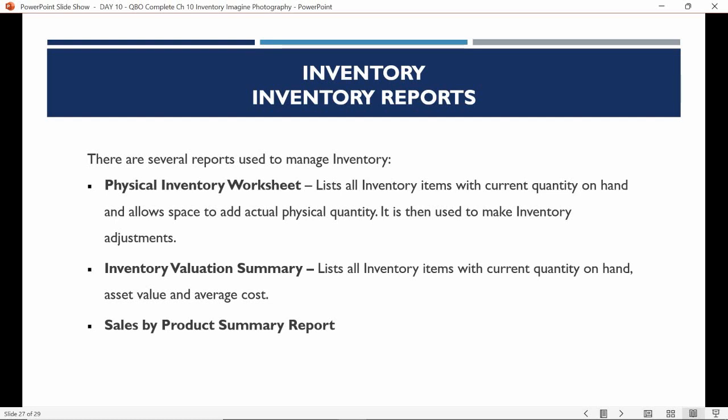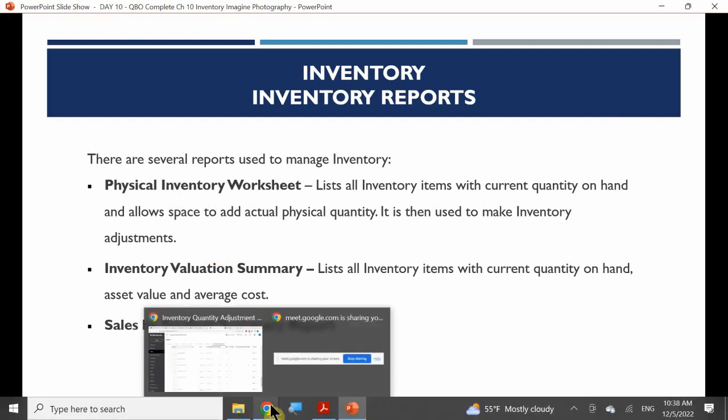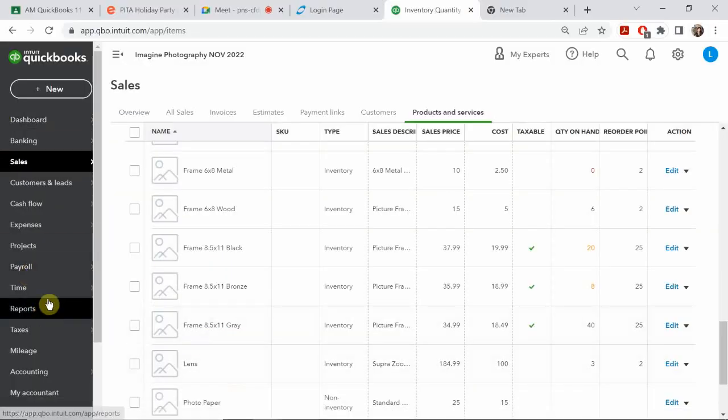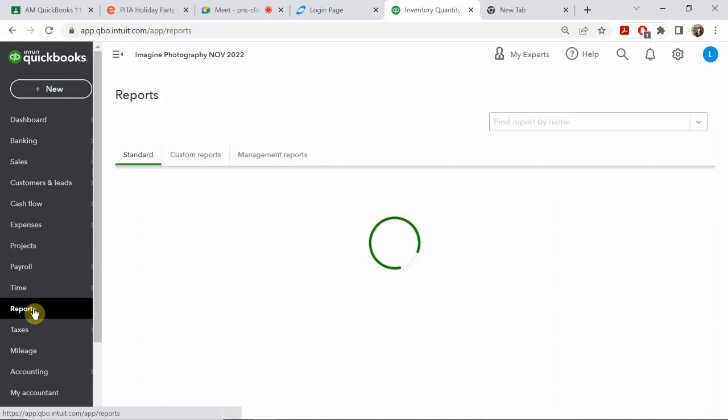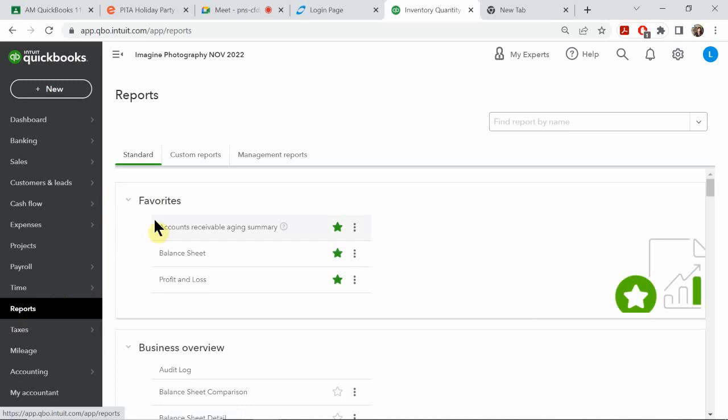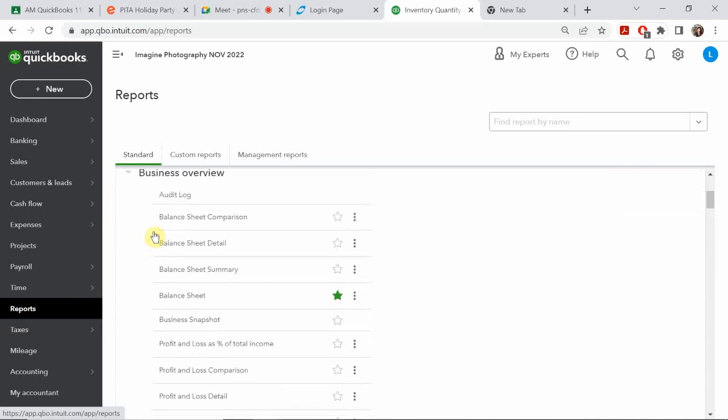So in this case, we're going to go ahead and take a look at the physical inventory worksheet, okay? So we're going to go to list, okay? We're going to go to reports, and we're going to go ahead and locate this. So again, I'm going to go to reports. Okay. All right. Now you can go ahead and go through each and every single one of these.